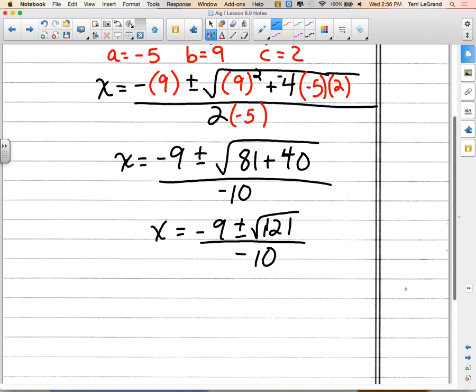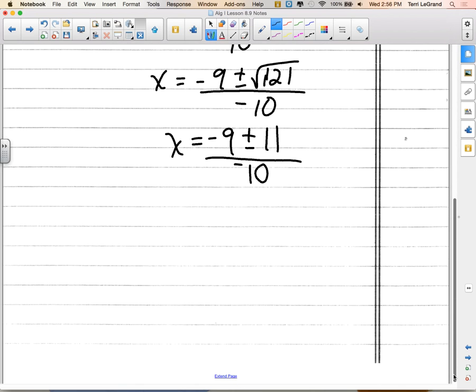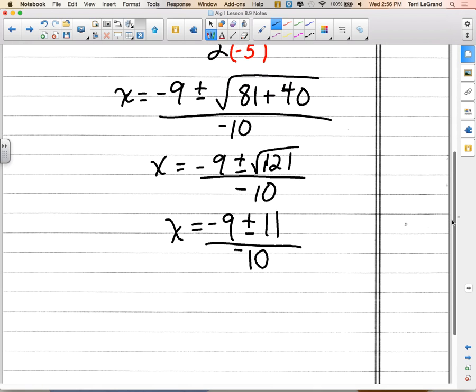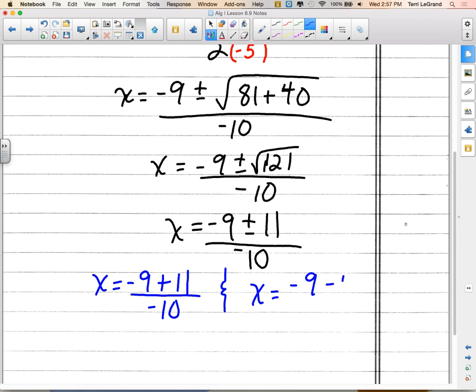So x equals -9 plus or minus 11, all of that over -10. So the radical 121 becomes 11. And now we break it into those two problems. So now we have our x with the -9 having the 11 added to it. And we have the x with the -9 having the 11 subtracted from the -9.